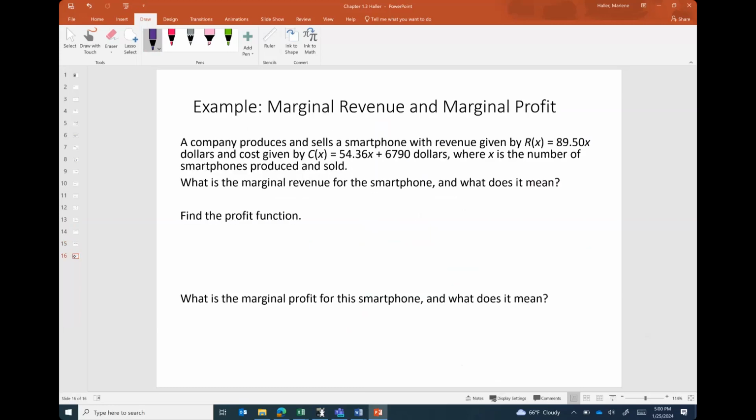All right, one more example here. Let's look at marginal revenue and marginal profit. There's a company that produces and sells a particular smartphone, and there's a revenue function given here. R of x equals 89.50 times x, and the revenue, of course, is in dollars. There's also a cost function here. C of x equals 54.36x plus $6,790. In these models, x is the number of smartphones that are produced and sold.